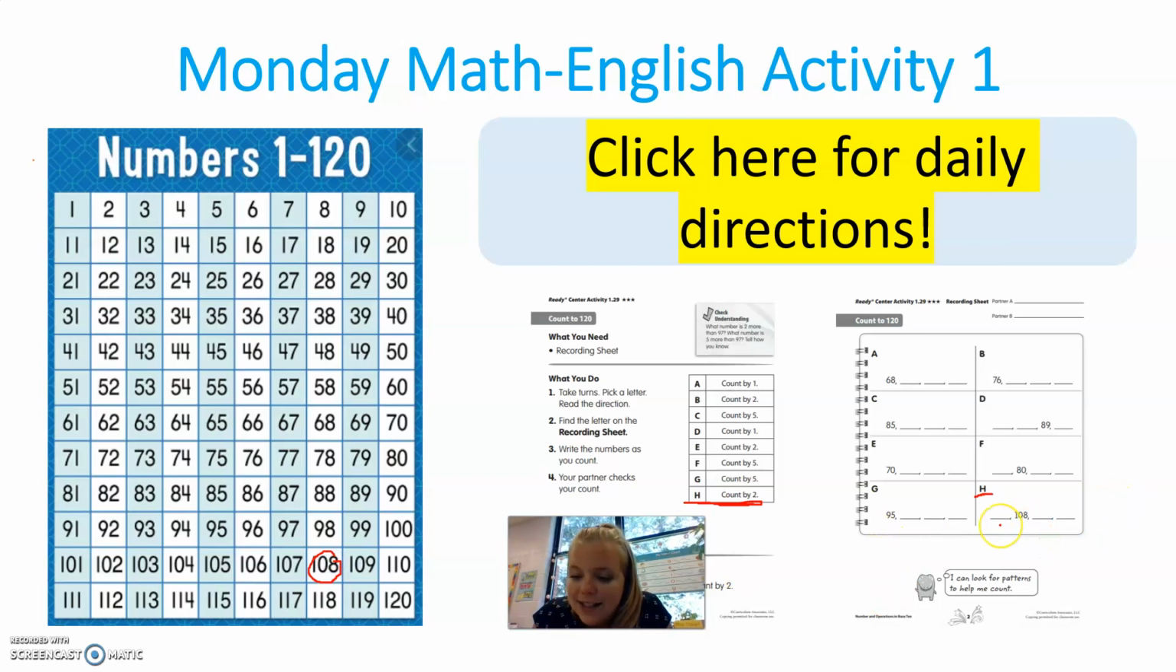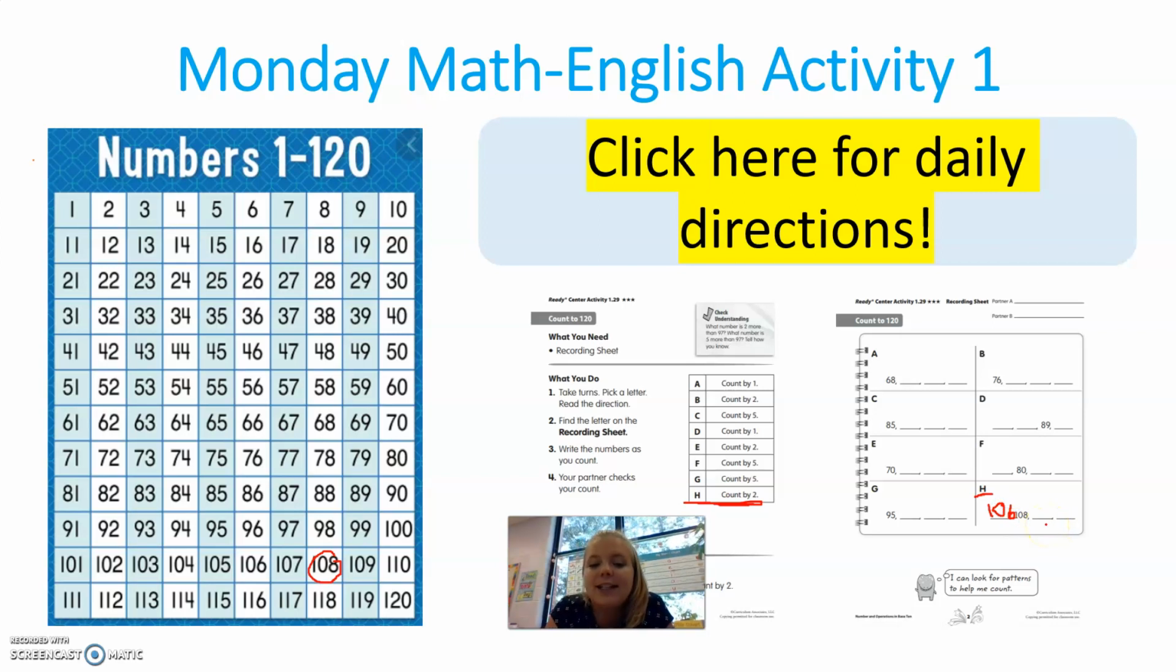When I look, I see I have a line before 108. So I need to find out what comes before 108. But remember, I'm counting by twos. So I need to find out what comes two before 108. So let's look. 1, 2. 2 before 108 is 106. All right. 106, and then we have 108.